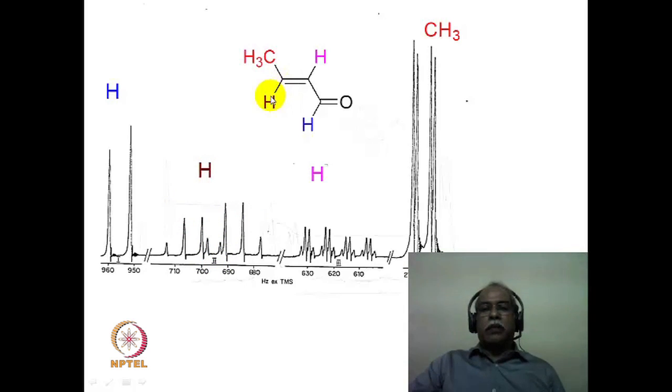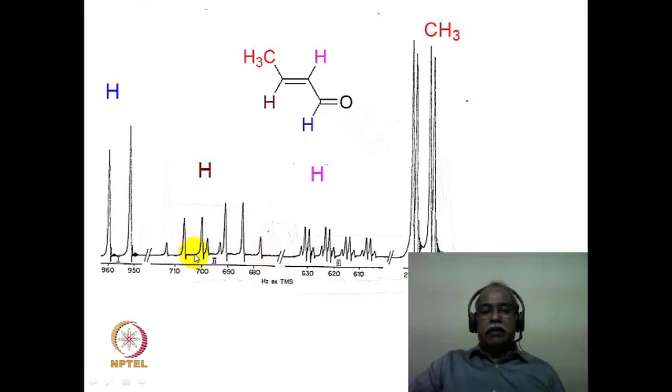What would be the multiplicity of this hydrogen? This has an adjacent hydrogen, which is a trans hydrogen. This trans hydrogen will split this into a doublet. So you do get a doublet, and this doublet is further split into a quartet. So what you should see is a doublet of a quartet. So what you should see is an 8-line pattern. Start counting from here: 1, 2, 3, 4, 5, 6, 7, 8.